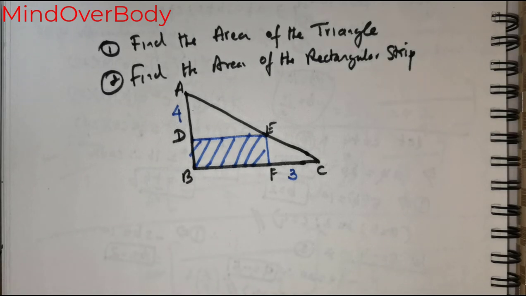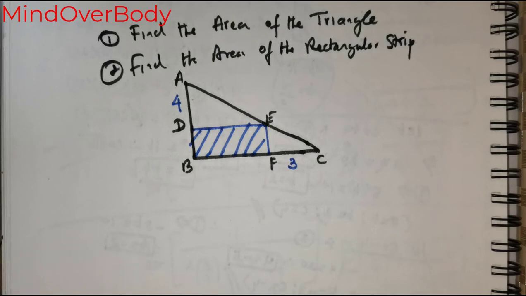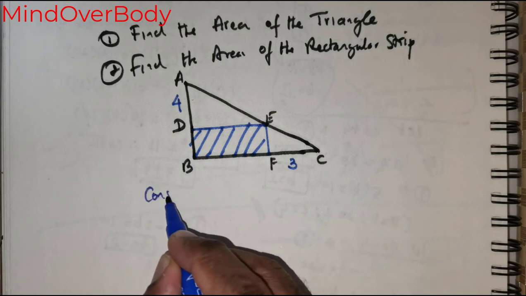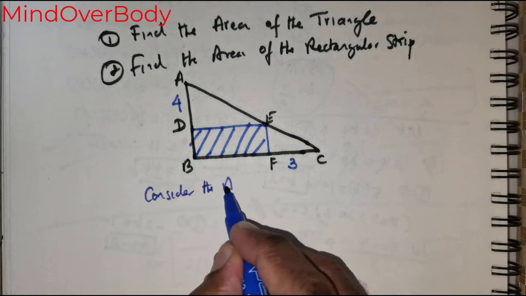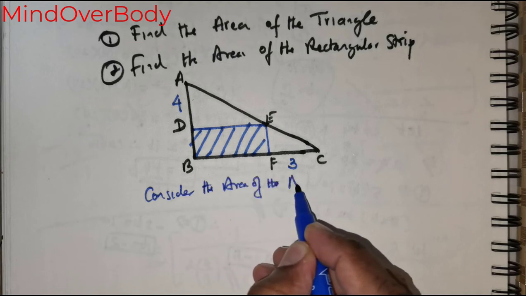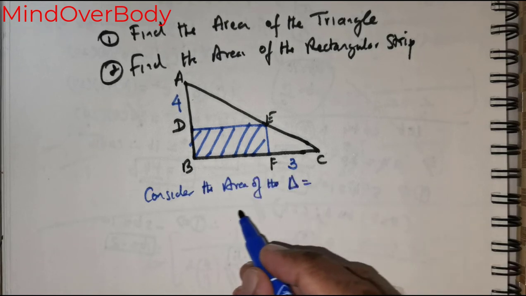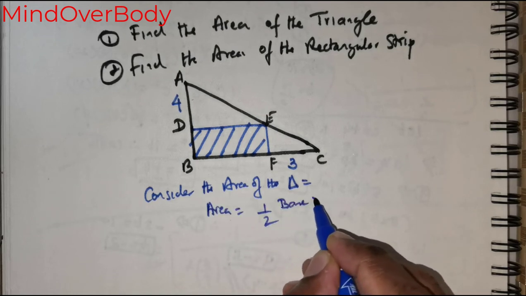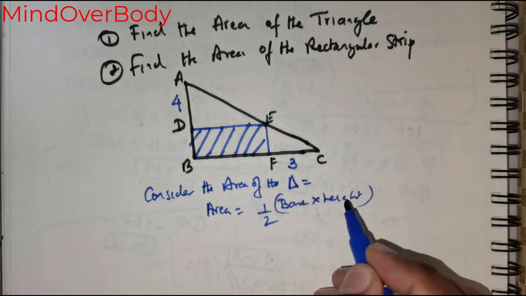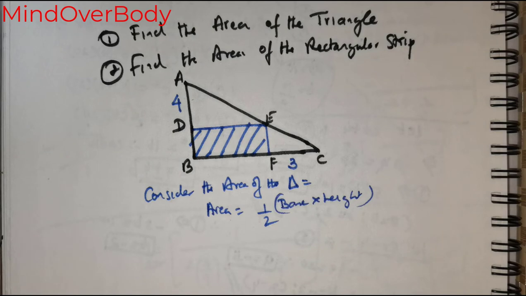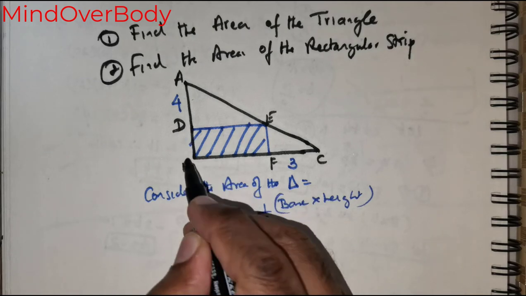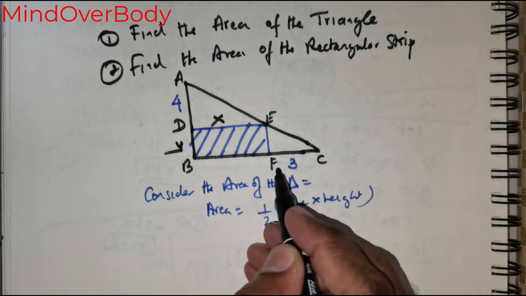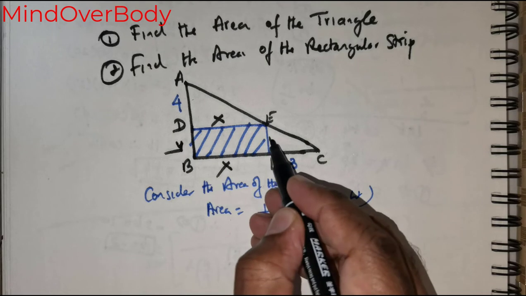Now what I wish to do is, I would like to first consider the entire area. So consider the area of the triangle. Now we got a formula. Area is equal to half into base times height. So what I wish to do is, I would like to take BD or DB to be y and DE to be x. So BF will be x and EF will be y.